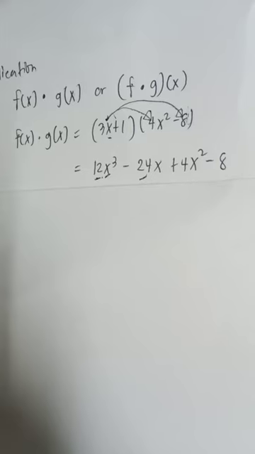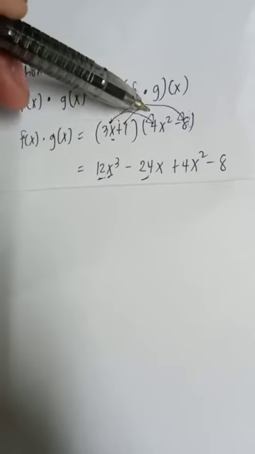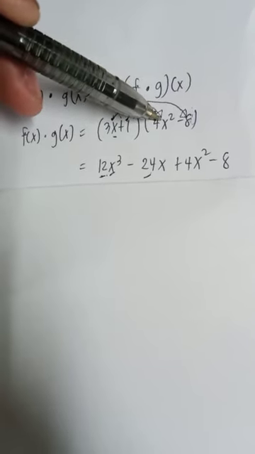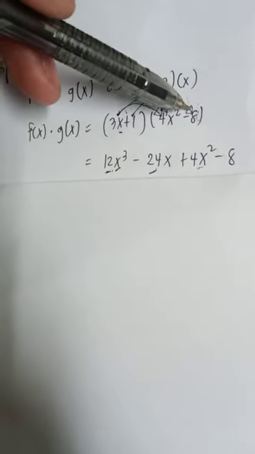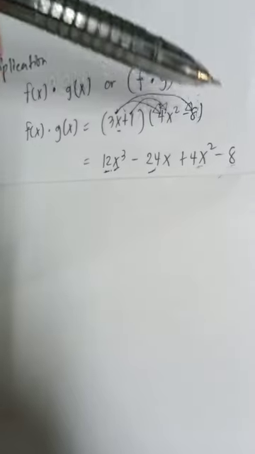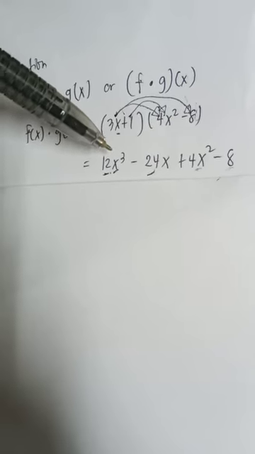So next is after you multiply this one, you need to multiply again the 1. So multiply it to the 4x squared. You have now 4x squared because it is just 1. And then also 1 times negative 8 is negative 8. So therefore, you have now 12x cubed minus 24x plus 4x squared minus 8.